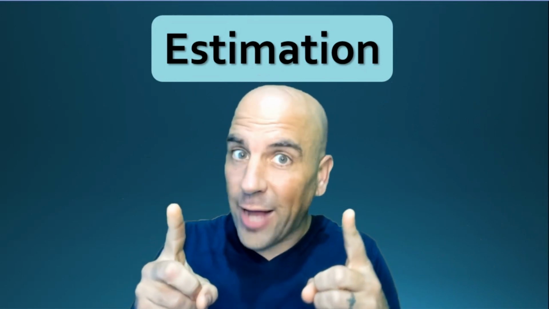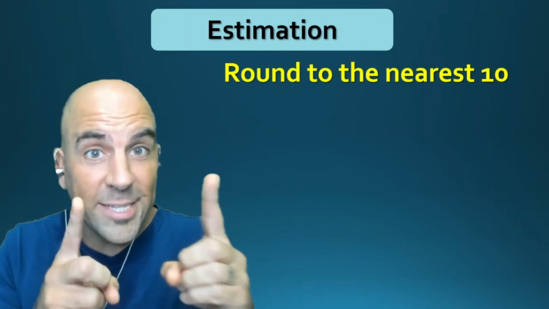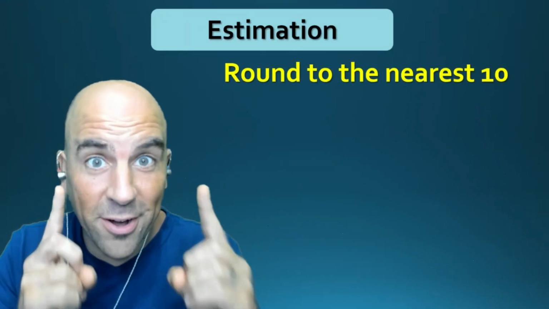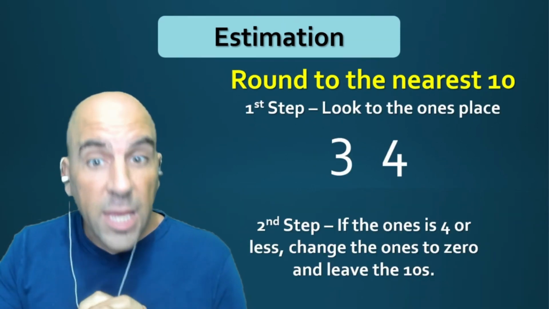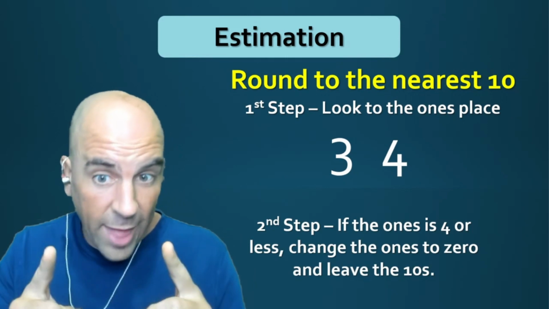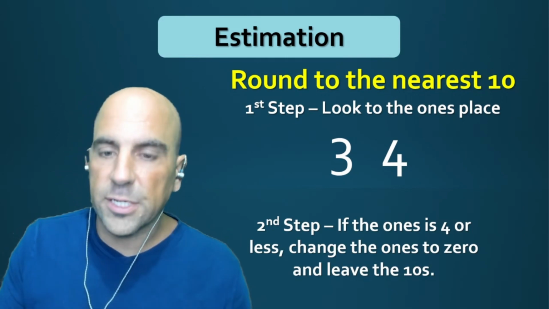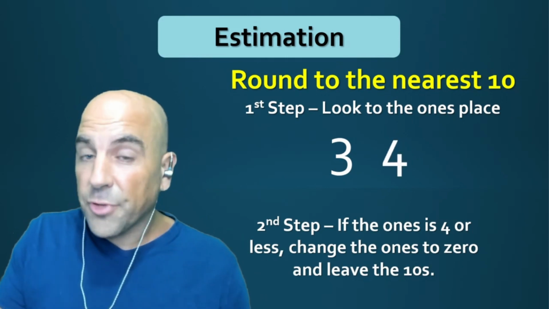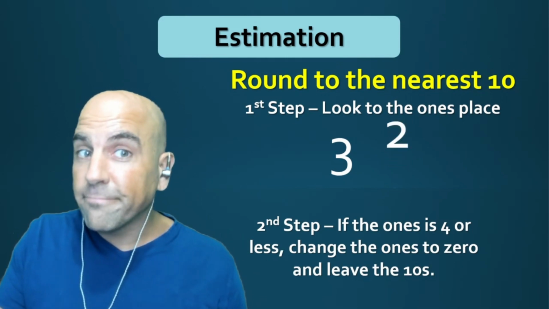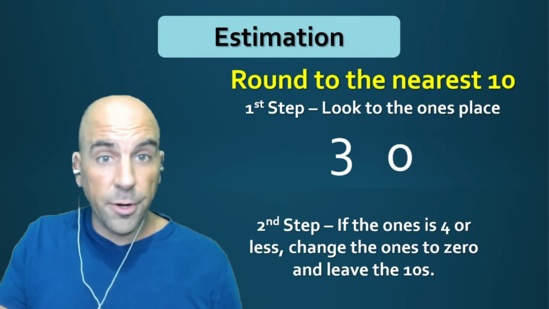It's time to learn how to estimate. Let's do it. Today we'll be estimating by rounding to the nearest 10. First step, look to the ones place. Second step, if the ones is a 4 or less, we're going to change the ones to 0 and leave the tens. Just like that. So 34 rounds down to 30.